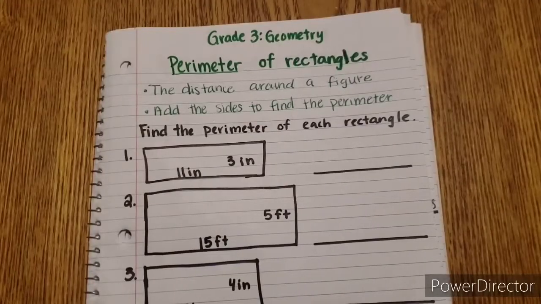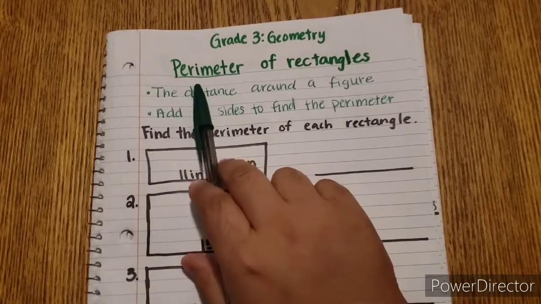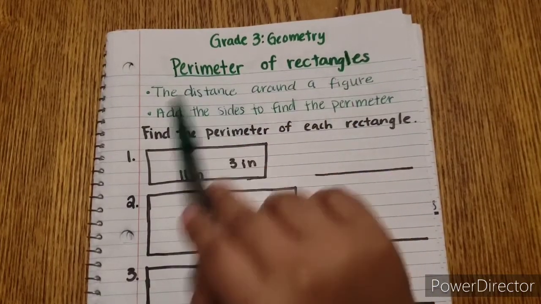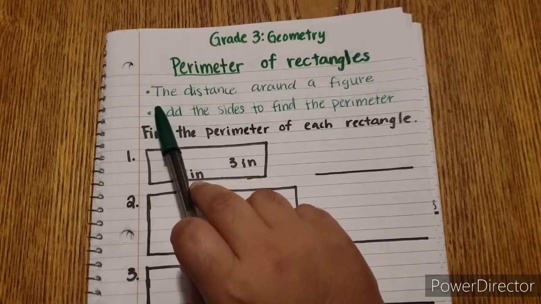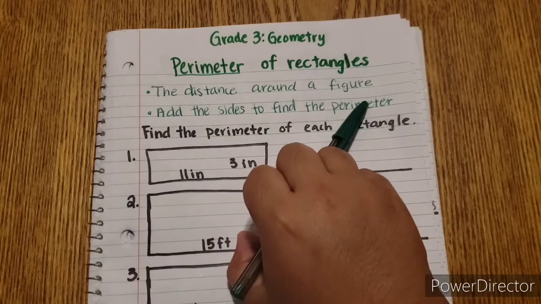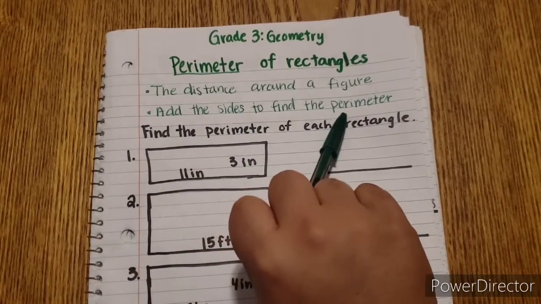Let's get into grade 3 geometry. We are going to look at perimeter of rectangles. So what is perimeter? Here we have that perimeter is the distance around a figure. How do we get the perimeter? We add the sides to find the perimeter.